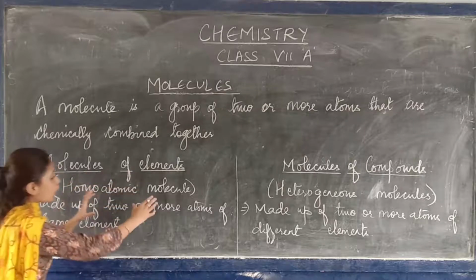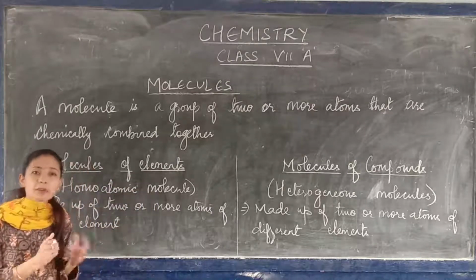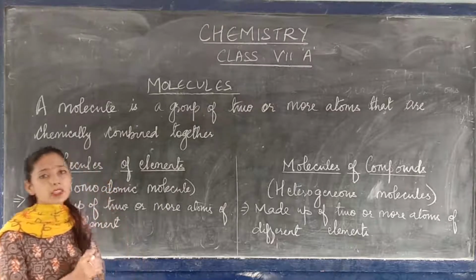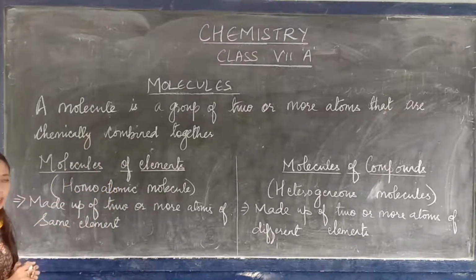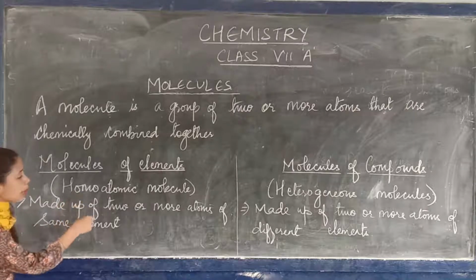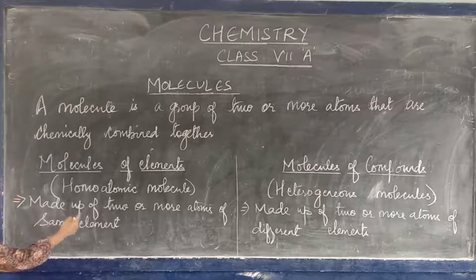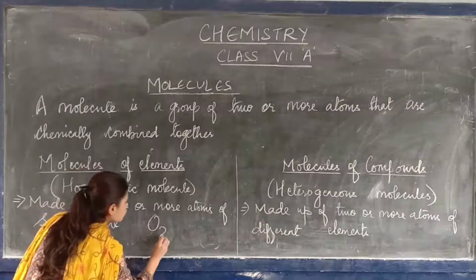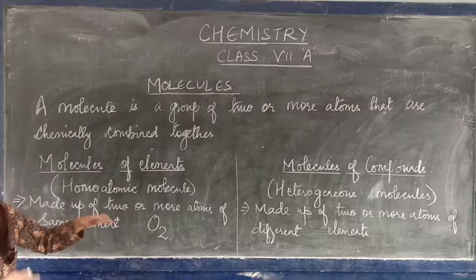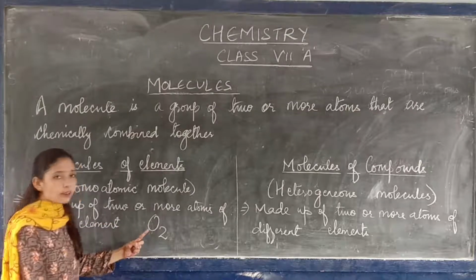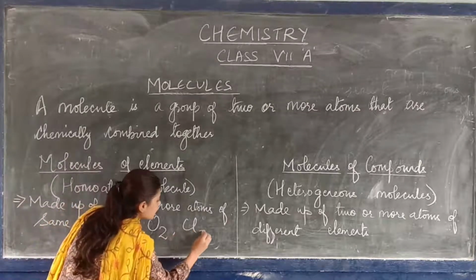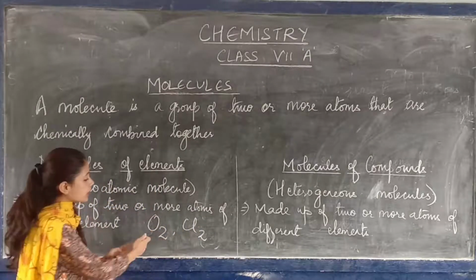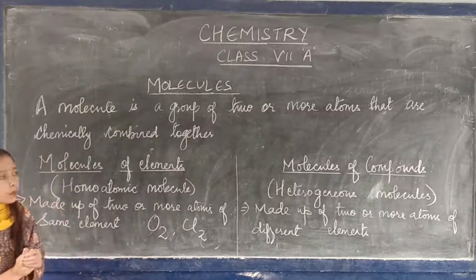So let's understand homoatomic molecules. This type of molecule is formed by the same type of element. When two or more atoms of the same element combine together, they form a molecule, and that molecule is called a homoatomic molecule, made up of two or more atoms of the same element. For example, O2 is formed by two atoms of oxygen, and Cl2 is formed by two atoms of chlorine. So these are homoatomic molecules.